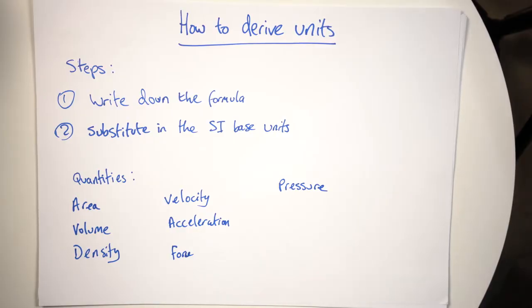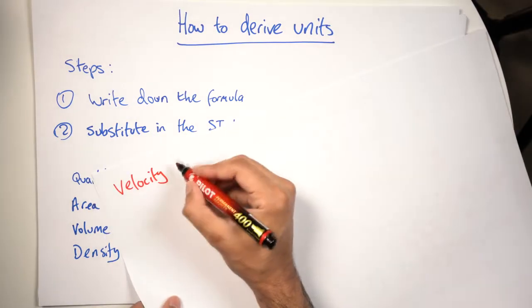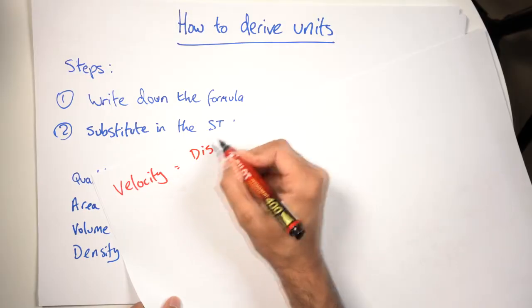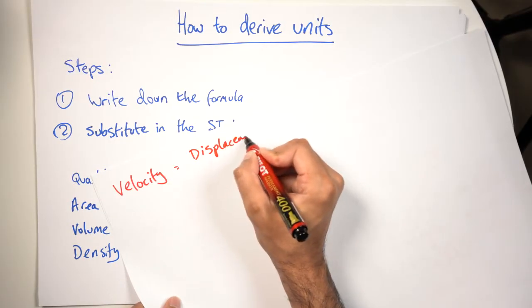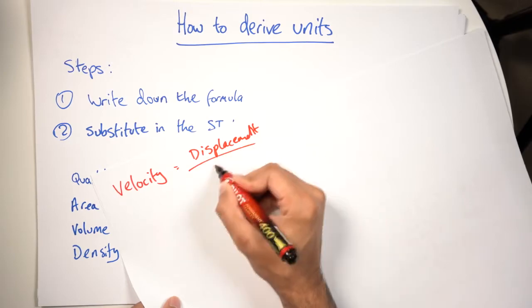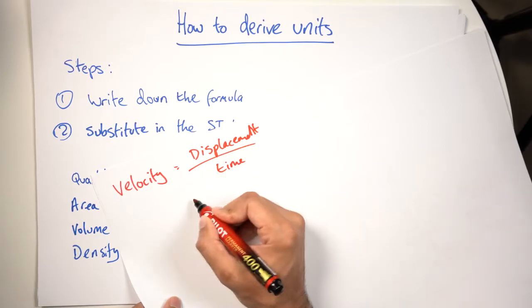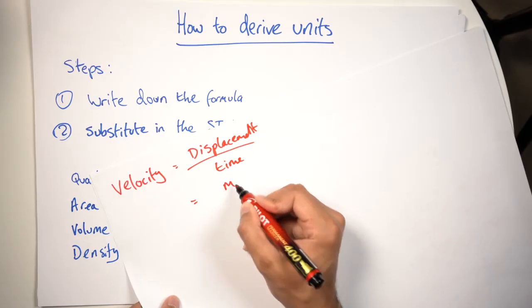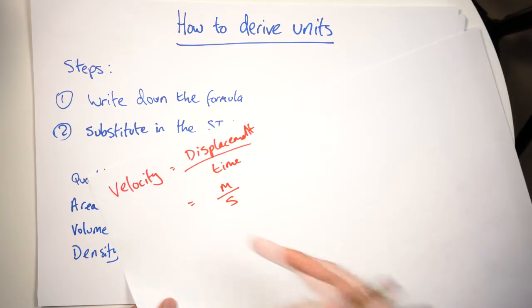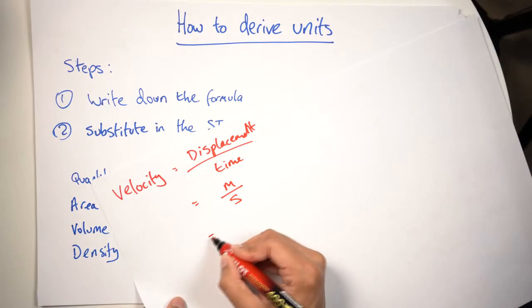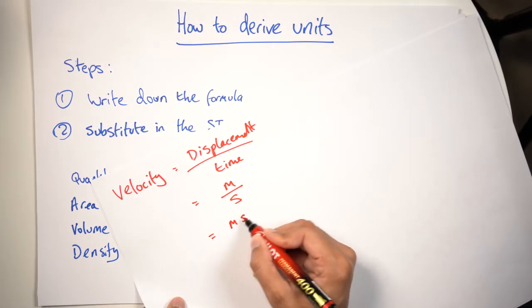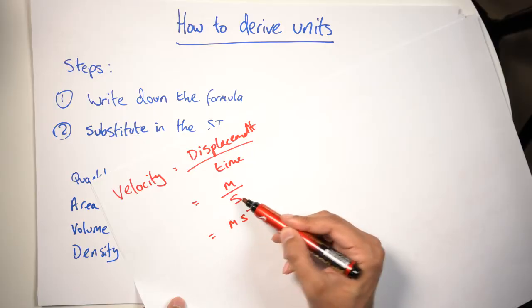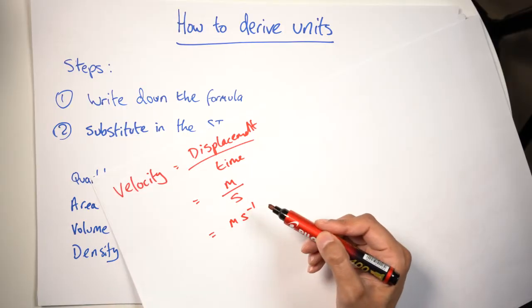For the next one we have velocity, and velocity is displacement over time. So let's just write that, displacement over time. Now displacement is basically the same as distance pretty much. So it's meters divided by seconds, and that right there is your answer. You can also write it m s^-1, which means you're just dividing it by the second. That's what this -1 means.